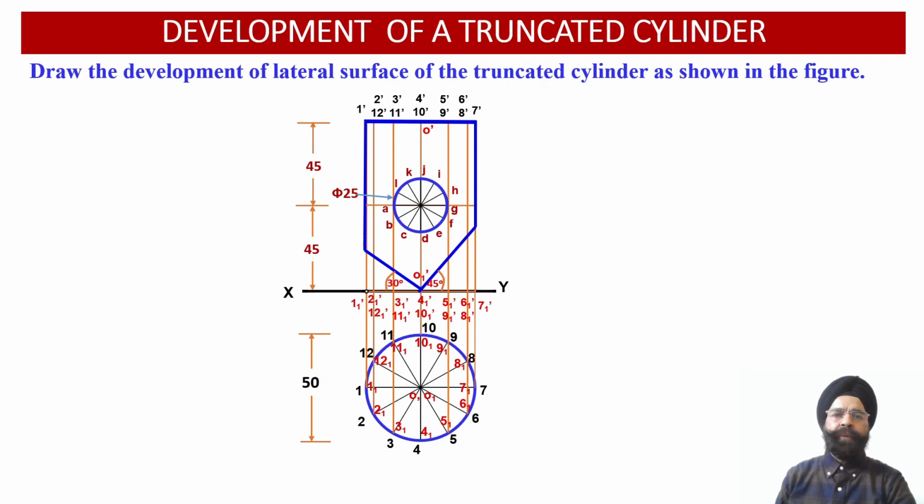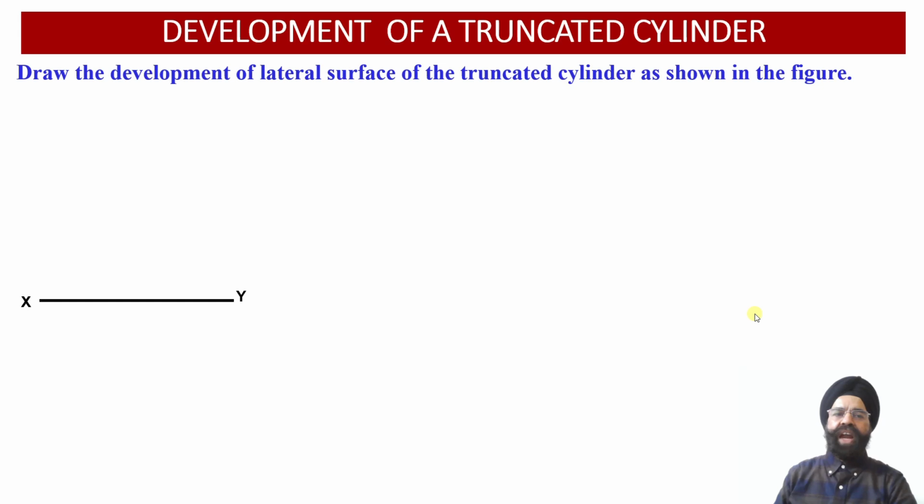Now here we have been provided with a truncated cylinder which has been cut by three cutting planes over here. Now let us proceed with the construction of the orthographic projections of this cylinder.